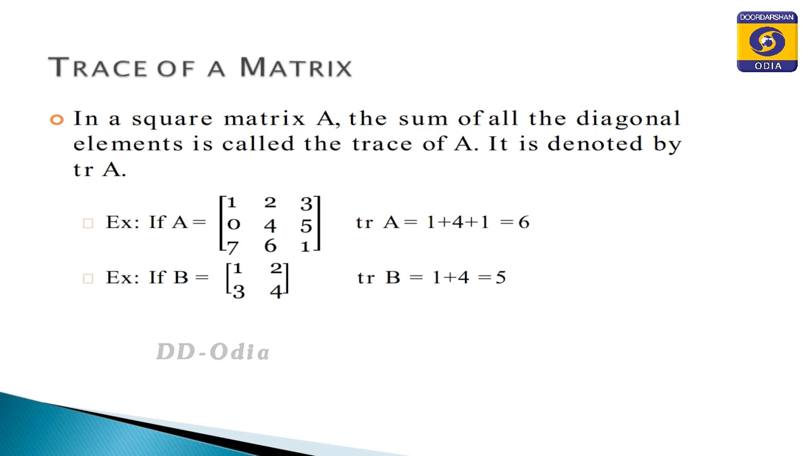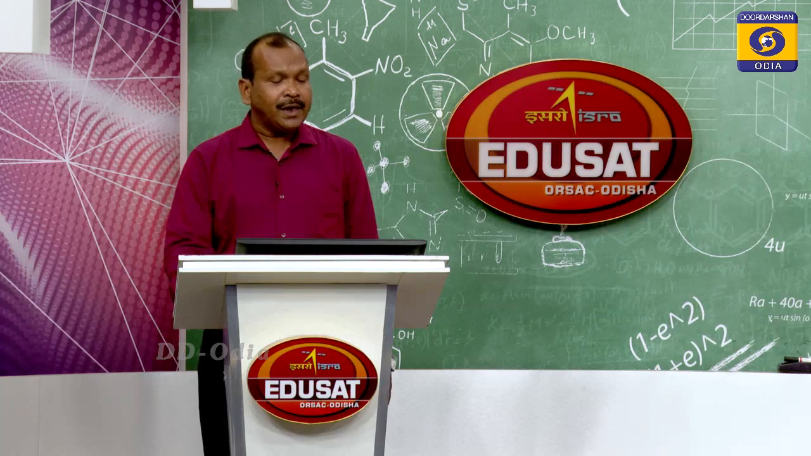Similarly, example 2, if B is a matrix containing elements 1, 2, 3, 4, this is a square matrix of order 2. Here trace of B becomes the sum of the leading diagonal elements. The sum of the leading diagonal elements becomes 1 plus 4, that becomes 5. That is called the trace of a matrix.